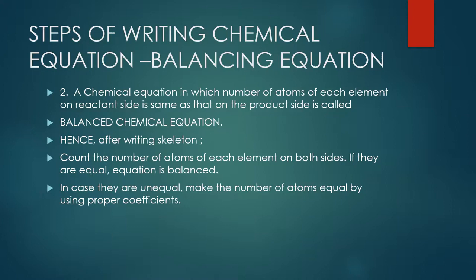So to show this equality, we need the balancing of chemical equations. So what is a balanced chemical equation? A chemical equation in which the number of atoms of each element on the reactant side is the same as that on the product side is called a balanced chemical equation. Hence, after writing the skeleton, count the number of atoms of each element on both sides. If they are equal, the equation is balanced. In case they are unequal, make the number of atoms equal using a proper coefficient.